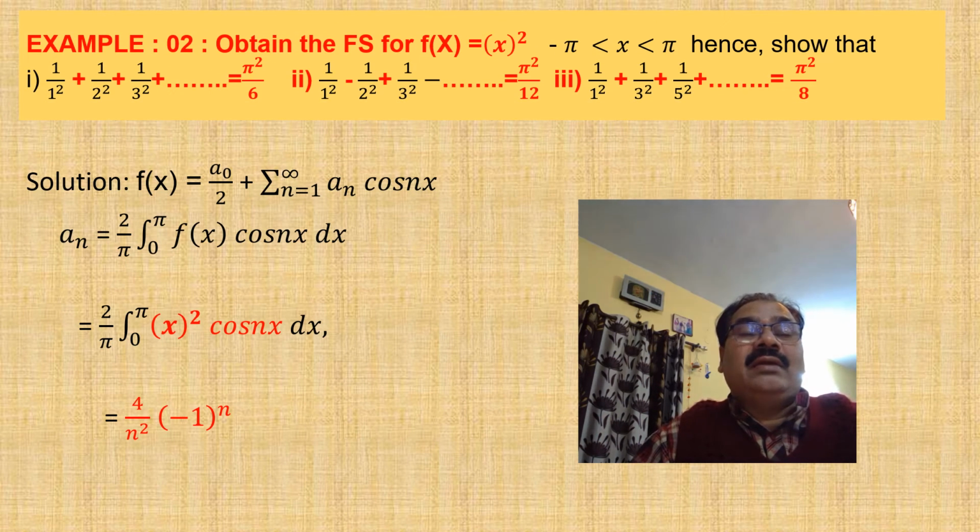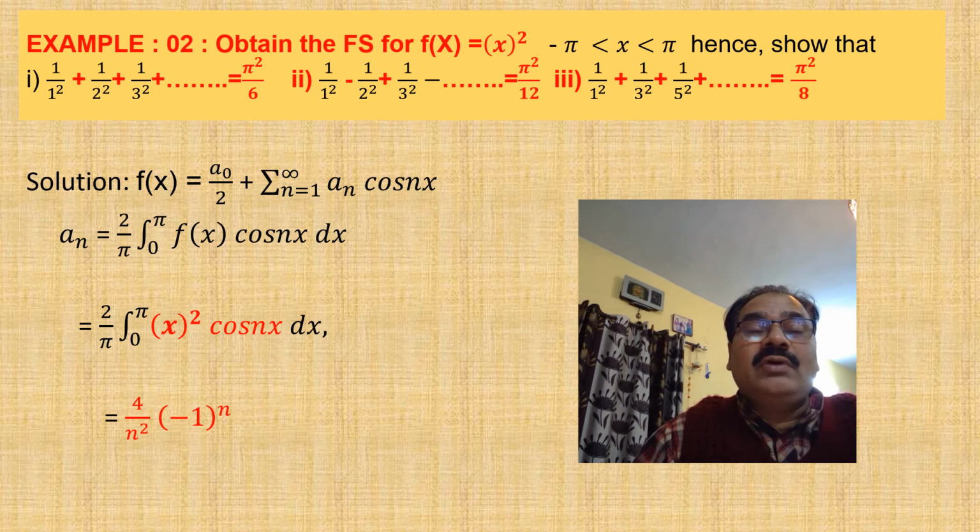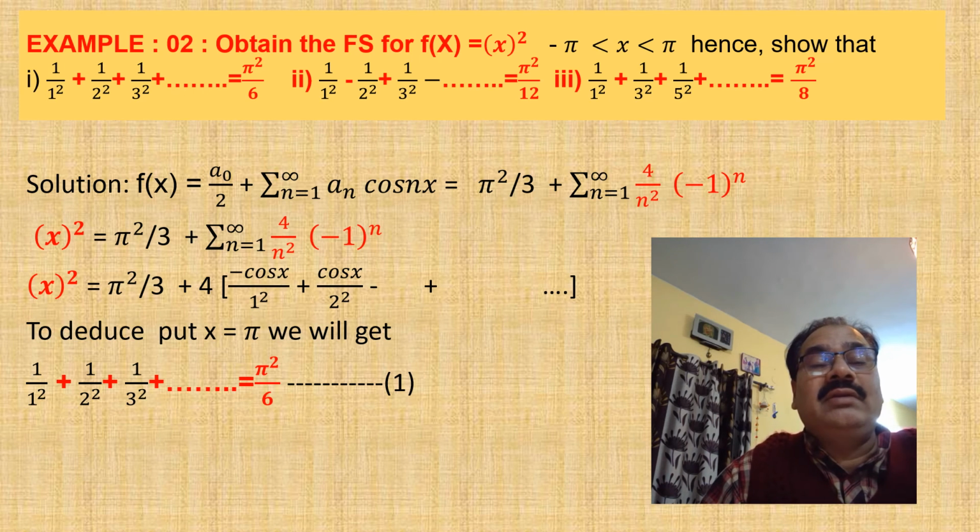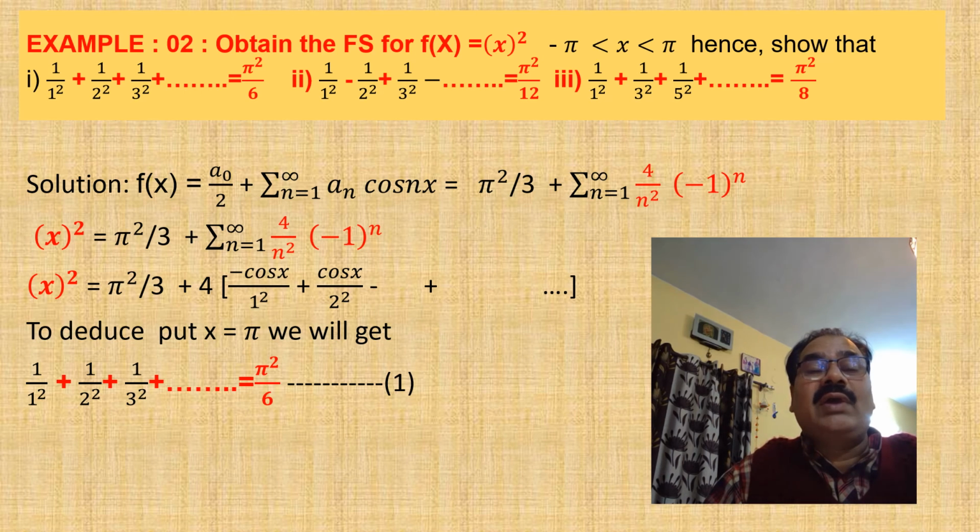Now after getting a0, you will go for an, and an you can find out as 2/π integral from 0 to π of f(x) cos nx dx, and in this way you can evaluate the value by integration by parts. By integrating by parts, if you complete it, you will get 4/n² (-1)^n. It means you got a0 and an, and so you can define the cosine series, which may be written as x² = π²/3 + summation over n = 1 to infinity of 4/n² (-1)^n cos nx.